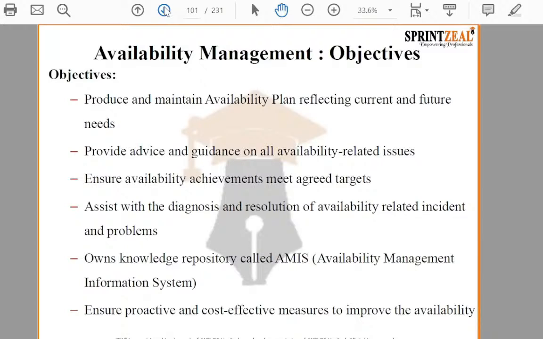Okay. Owns a knowledge repository called AMIS, which is the Availability Management Information System, and ensure proactive and cost-effective measures to improve the availability.